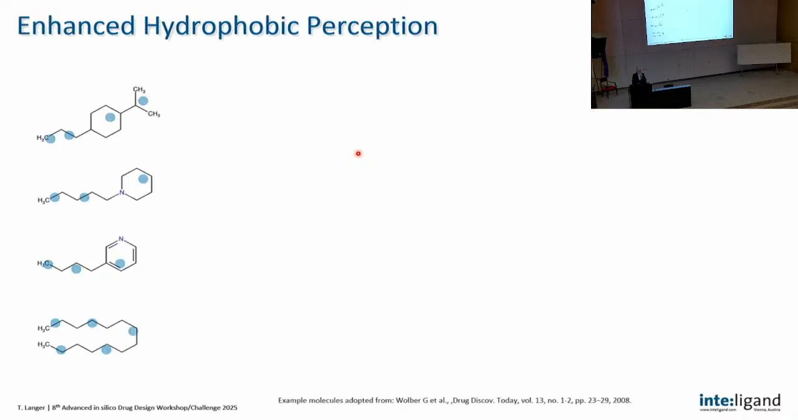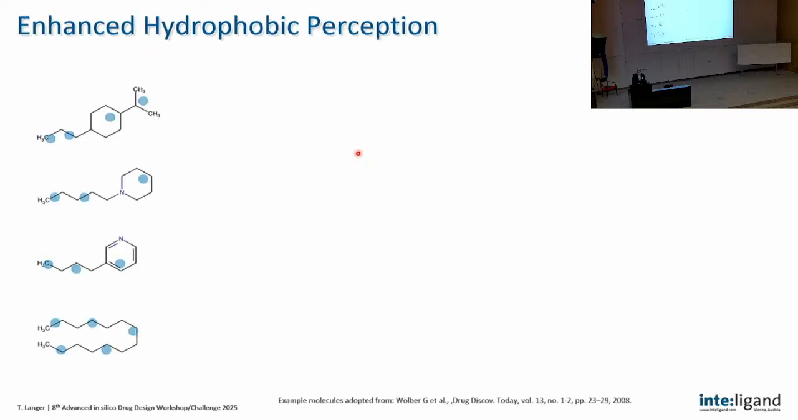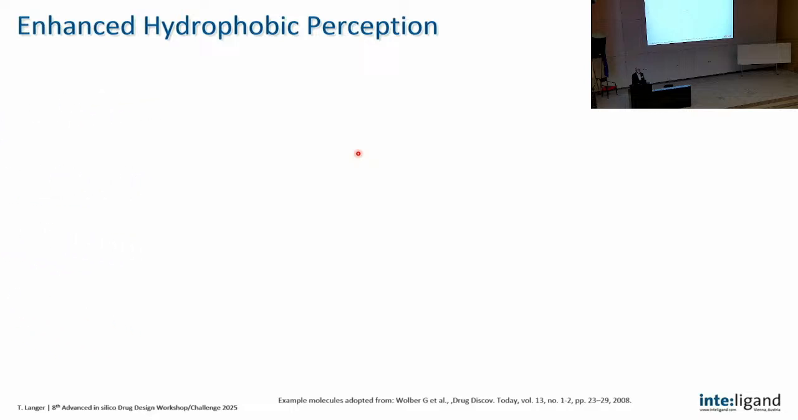So another application for pharmacophore vectors could be also the nasty problem of hydrophobic perception. This is something pharmacophores work very well in the area of directed enthalpic interactions for H bonds, for instance, but it's a little more tricky in the entropic case, and here hydrophobicity plays a role.